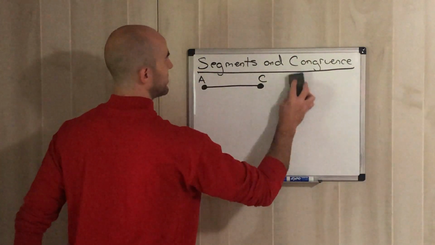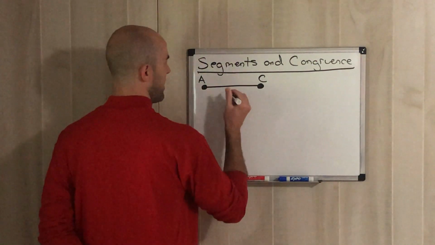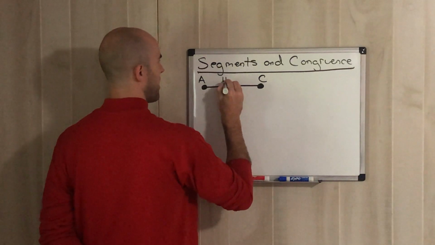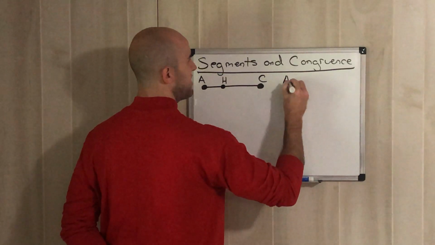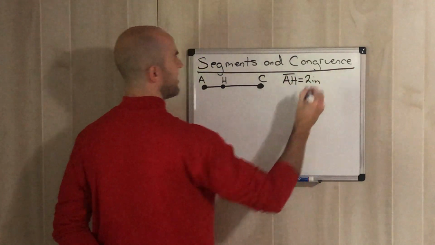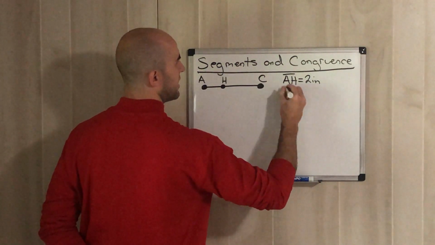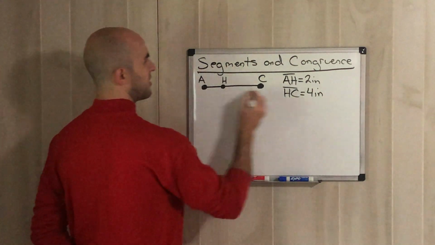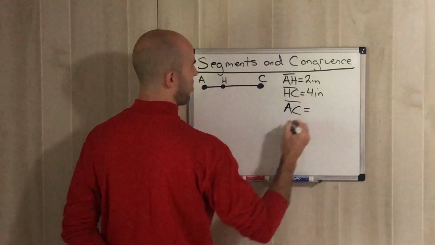What we're going to go into today is we're actually going to try to figure out what measurements of segments are, right? So let's say I were to put another point right here and call this H, right? So now let's say that I were to tell you that AH is 2 inches, let's say, right? And let's say that I were to tell you that HC is, let's say, 4 inches, right? And I wanted to figure out the length of the entire thing. Let's say I wanted to figure out the length of AC as a whole, right?